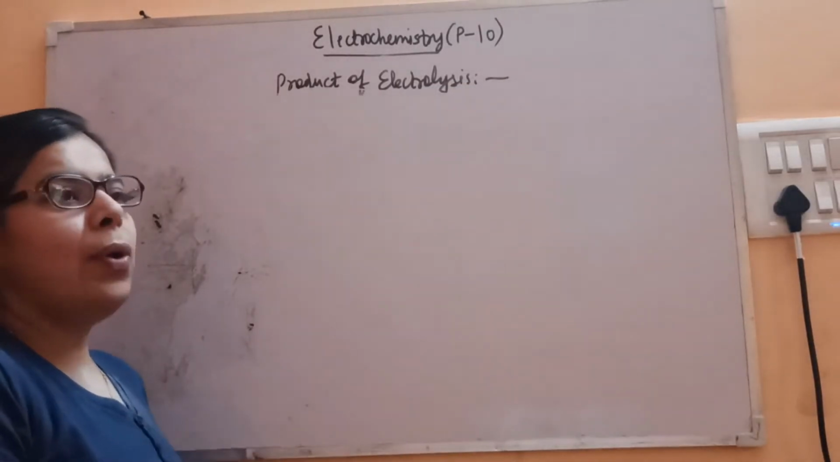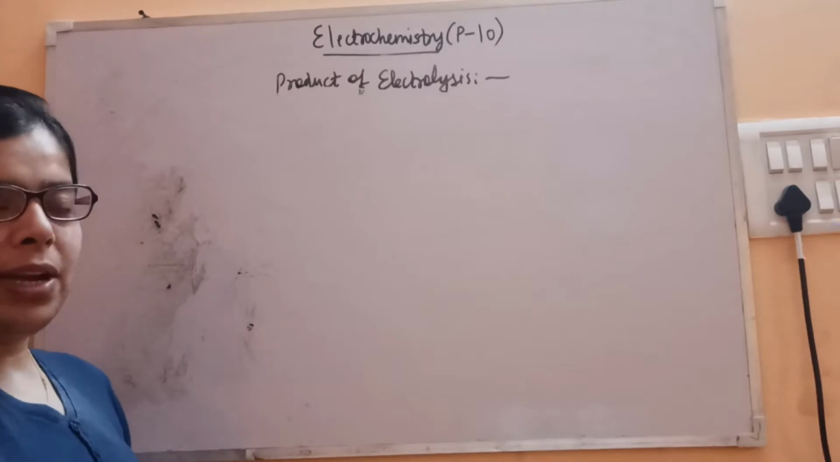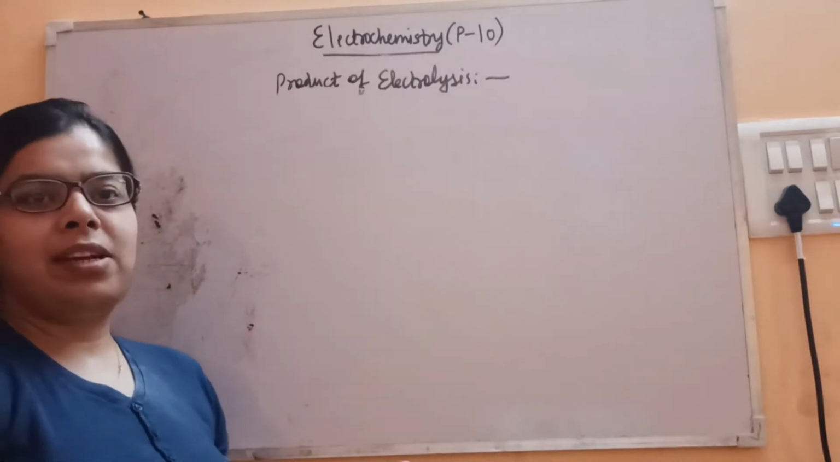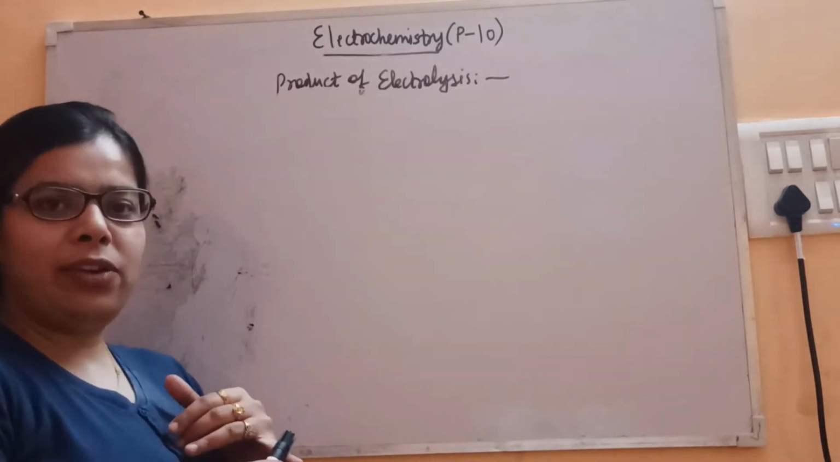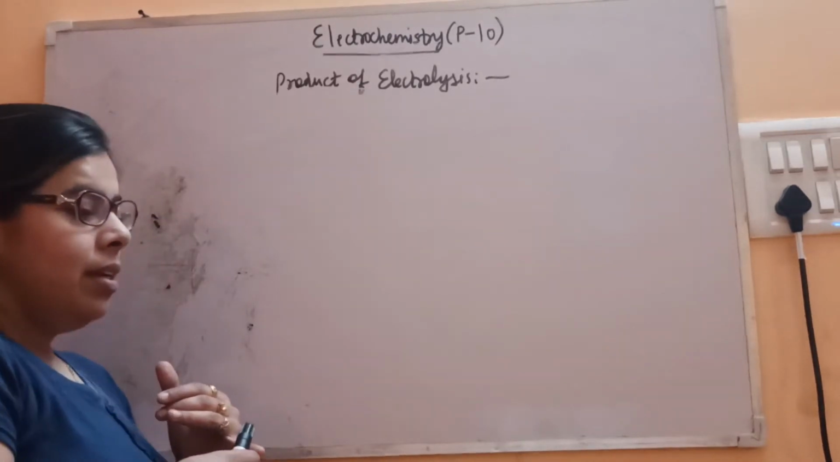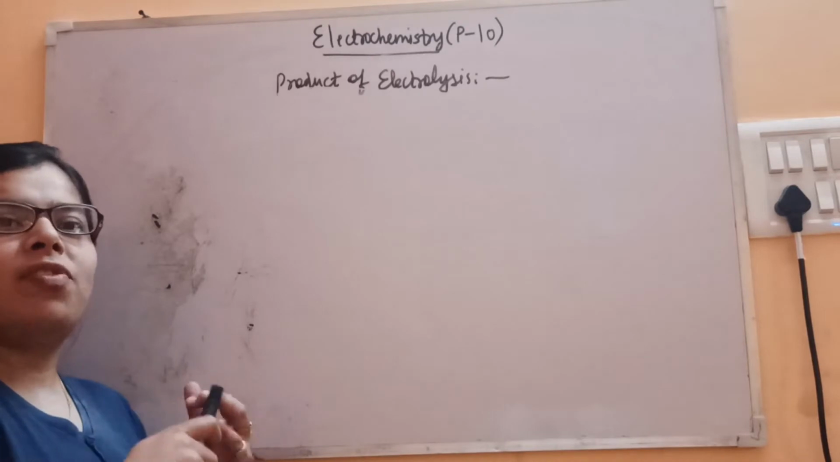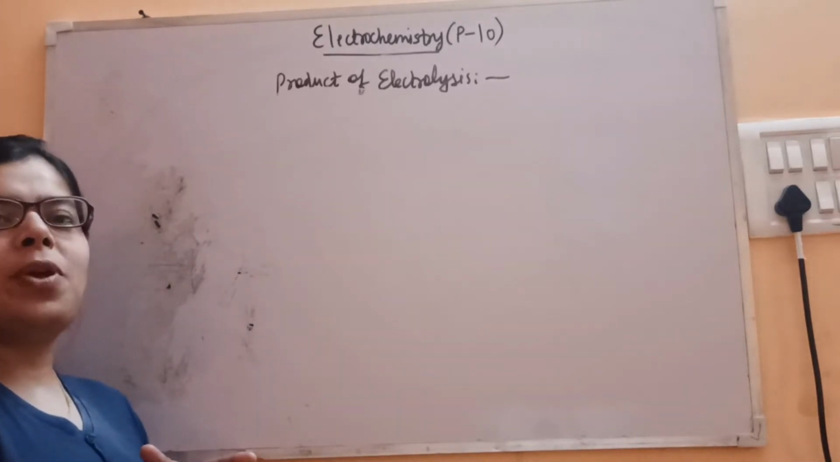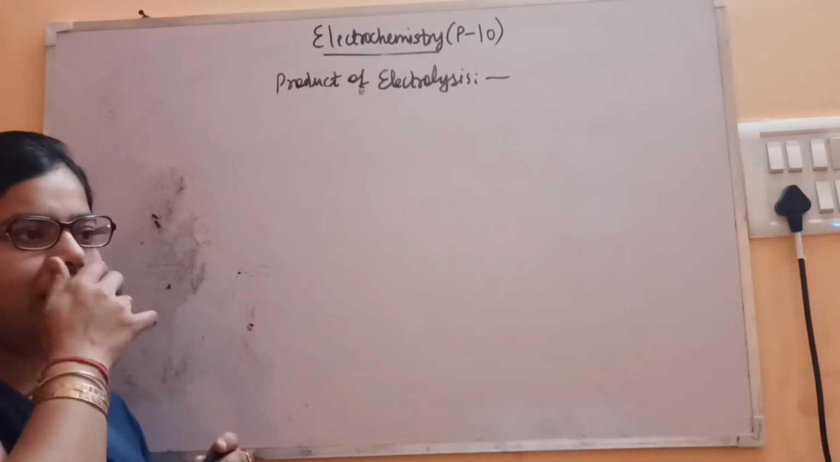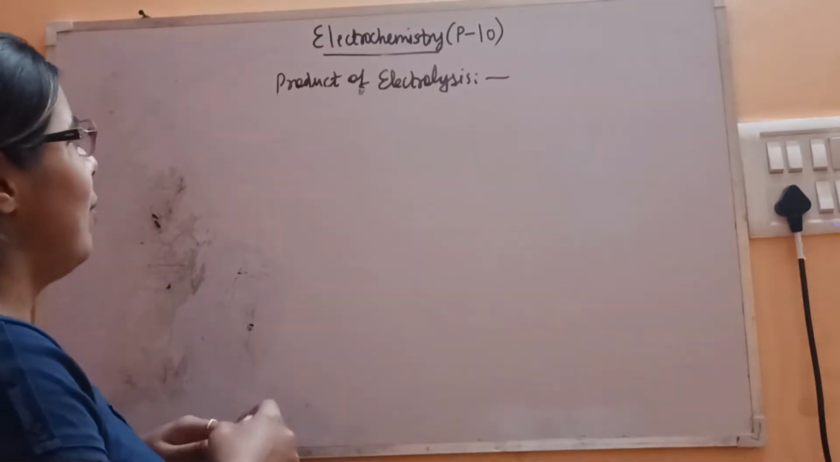So we were discussing the electrolysis part, and we have started with the product of electrolysis: how to determine the product of electrolysis and what the different factors are. So we have seen three factors. First is the nature of electrolyte, then nature of electrodes, and then the last one is the species to be oxidized or reduced. So all these factors will influence the product of electrolysis.